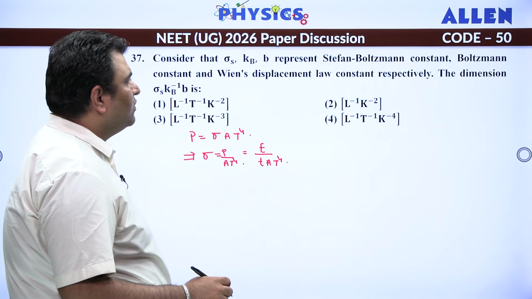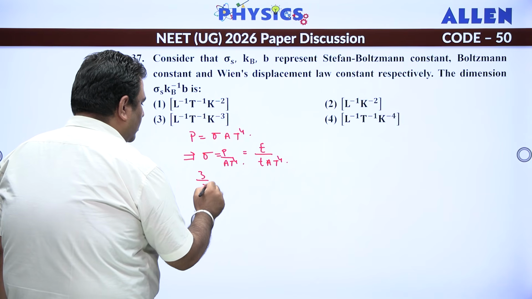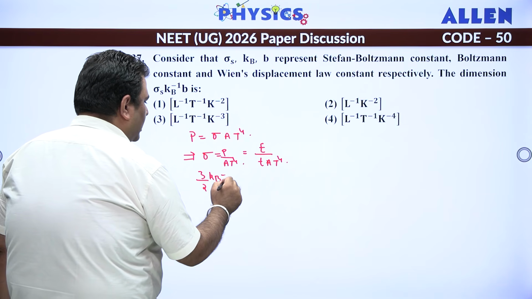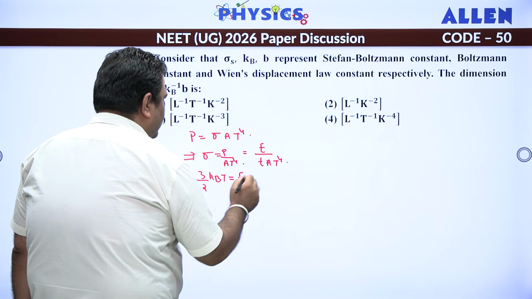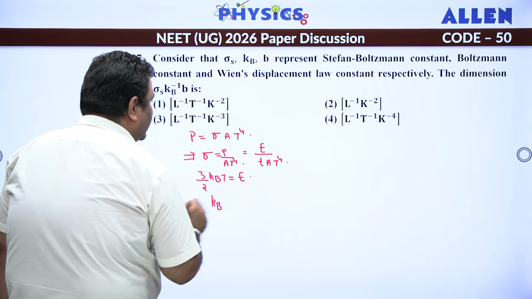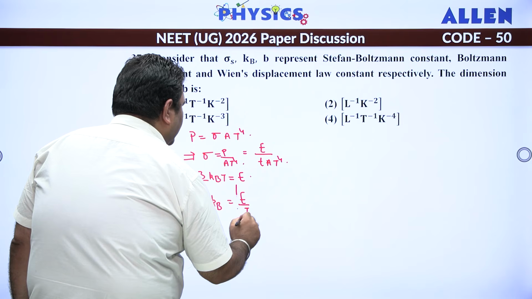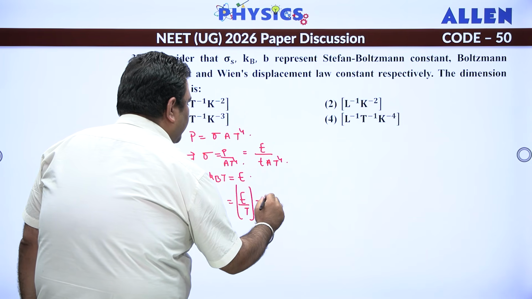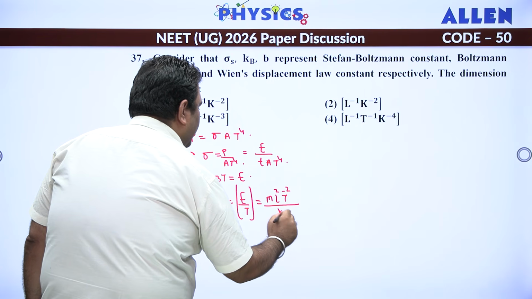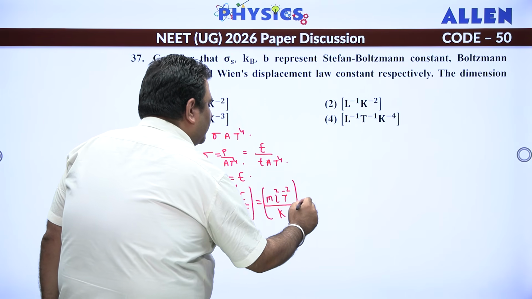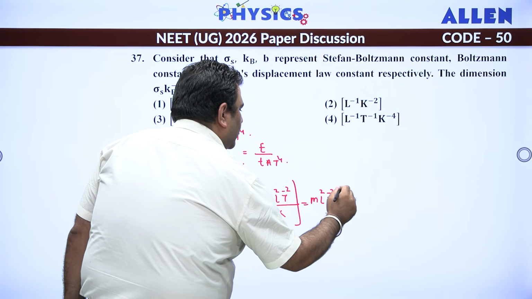Now, similarly, what is the dimension of Boltzmann constant here? 3 by 2 kB T can simply be written as energy in this case. So kB comes out to be energy by T. What is the dimension of this quantity now? This will be ML²T⁻² divided by K. What is the dimension we are getting for this? ML²T⁻²K⁻¹.